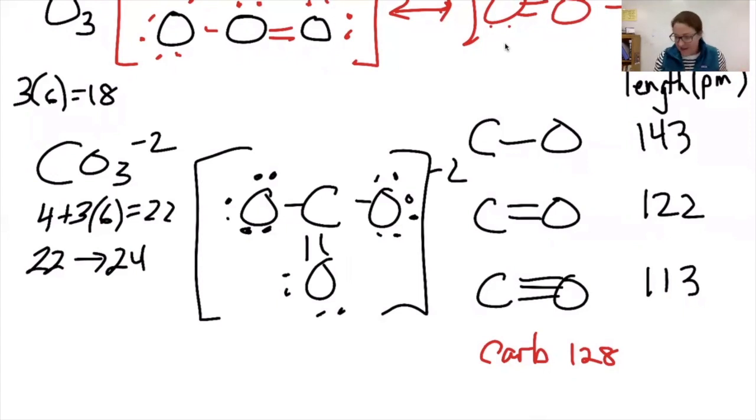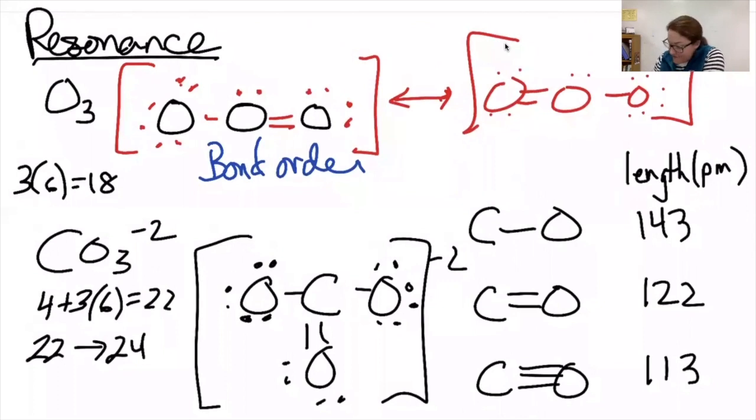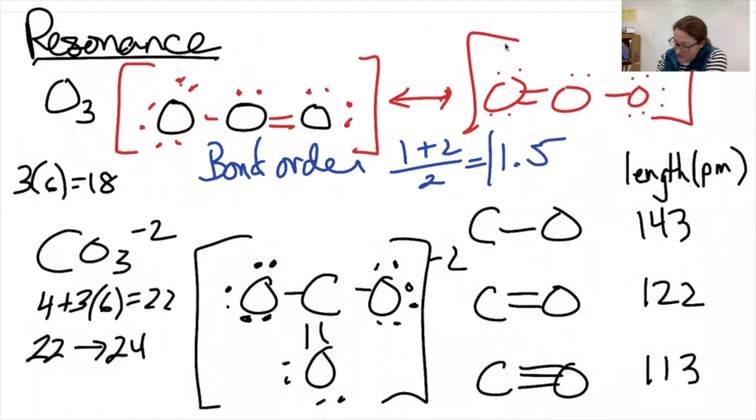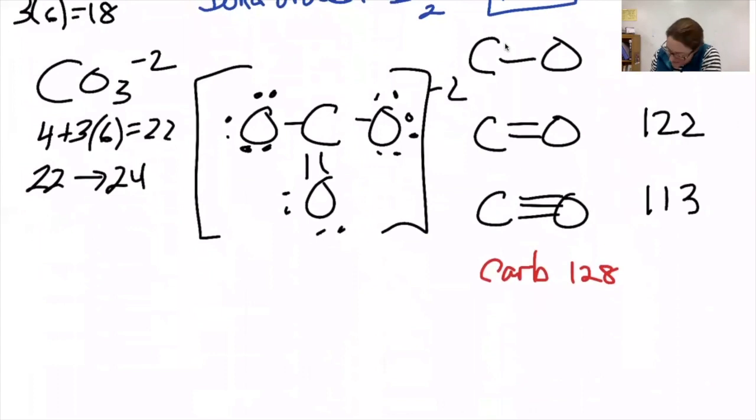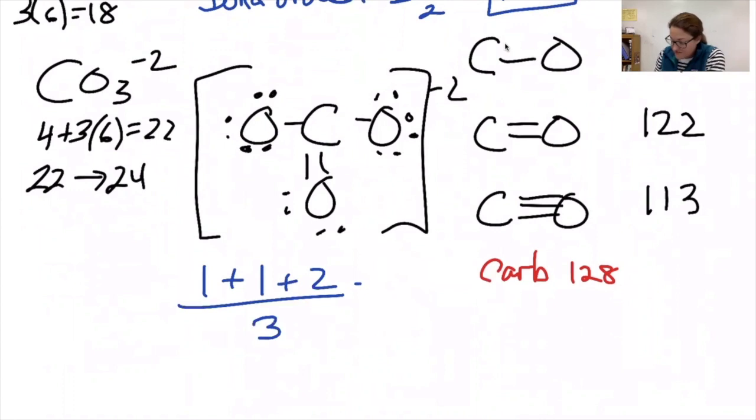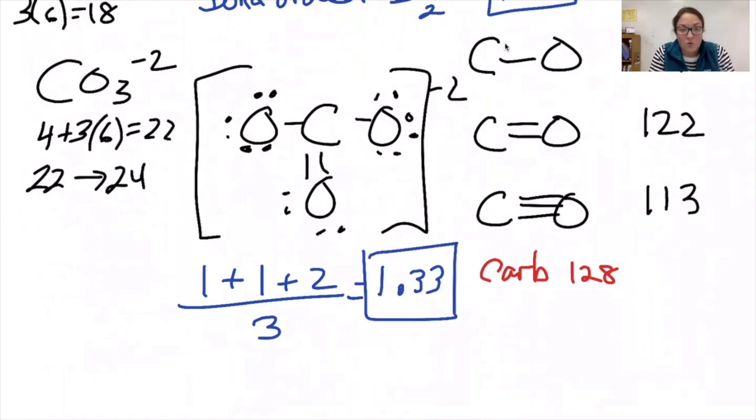Now, when I say that it's really like a 1.5 bond or something, that's the bond order. So what happens in ozone, in O3, if I average a 1 and a 2? That gives me an average bond of 1.5. That's called the bond order. In carbonate, I'm averaging a 1 and a 2, 3 total bonds. That averages to 1.33. And 1.33 would be the bond order for carbonate.